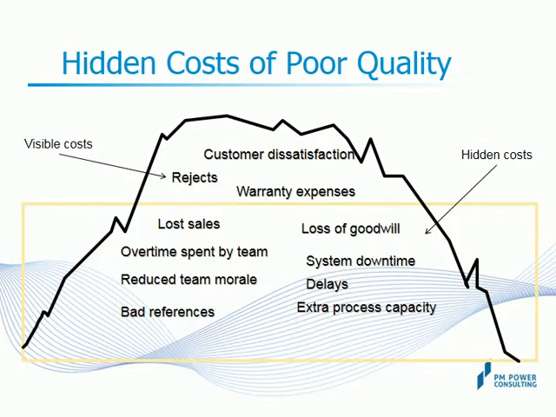This slide gives you a good idea of what are visible costs of poor quality and what are hidden. Costs due to rejects, warranty support, etc. are easy to estimate and are very visible, while opportunity costs due to lost sales or loss of goodwill are huge and often immeasurable. Please take a moment to go through all hidden costs of poor quality.